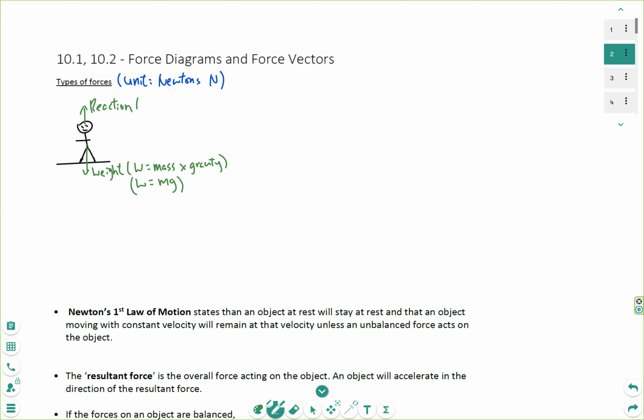Reaction, so we use R. Whereas reaction is a support force from the surface. So these two are very important forces that we'll be dealing with again and again. Reaction and weight.